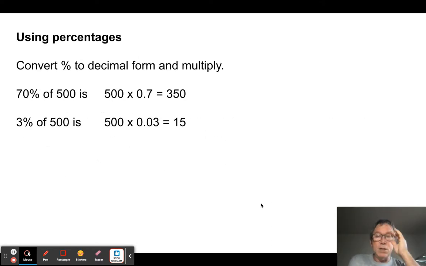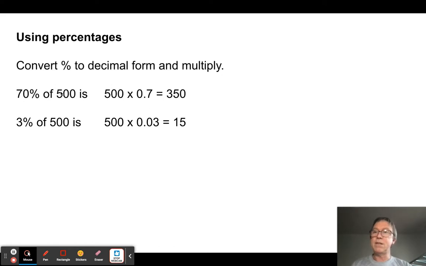Now let's start by using percentages. Sometimes the first thing you need to know is you're given a percentage, but it's really hard to use a percent in math, right? So what you really need to do is convert it to a decimal. Let's just say if I ask to find what is 70% of 500, I just say 500 times 0.7. I think you know that, but you just need to remember that when you're doing this.